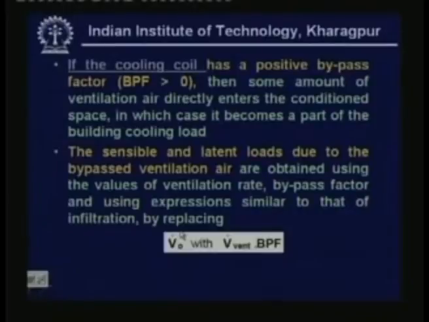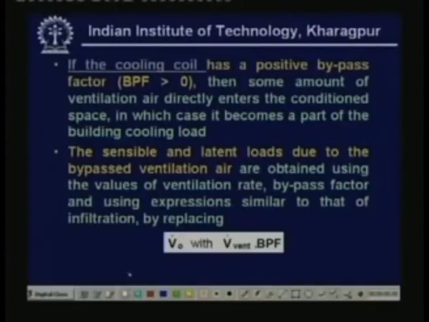So, how do we estimate the latent and sensible heat transfer rates because of this bypassed ventilated air? It is very simple. The sensible and latent loads due to the bypassed ventilation air are obtained using the values of ventilation rate and bypass factor, using expressions similar to those for infiltration. All you have to do is replace the infiltration rate with this quantity, which is nothing but the flow rate of bypassed ventilated air.